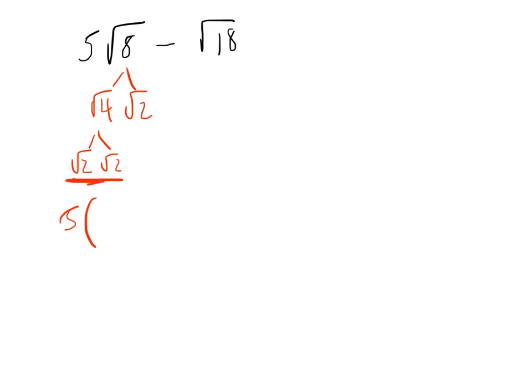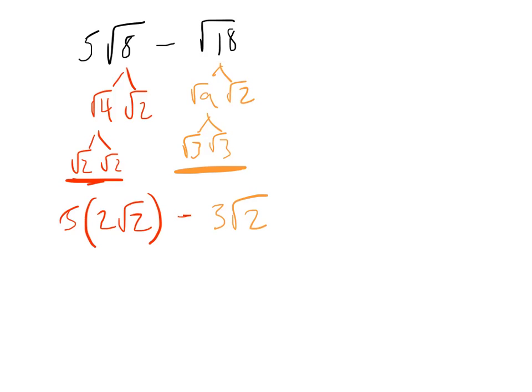So that's going to be 5 times 2 root 2 minus, and now I'm going to simplify this 18. So this 18 simplifies into root 9 times root 2, or that becomes root 3 times root 3. And those two root 3's, when you multiply those together, just become a 3, and that becomes 3 root 2. So what I've done now is I've simplified these two expressions so that I could have these common radicals of root 2's.